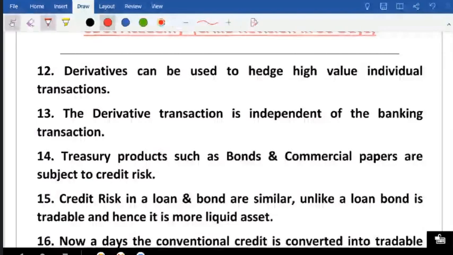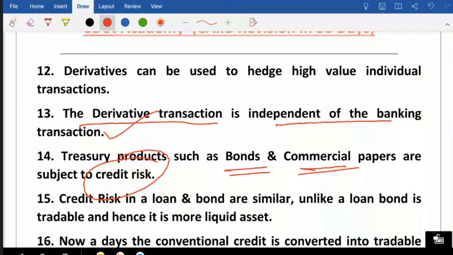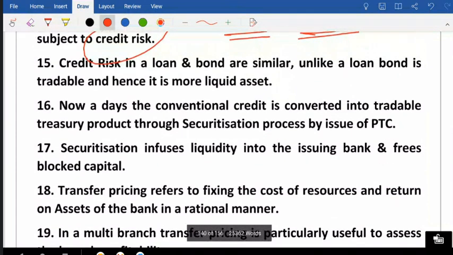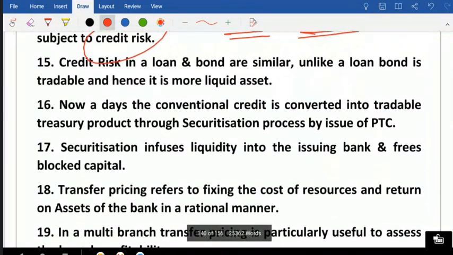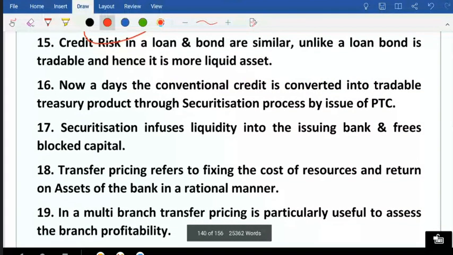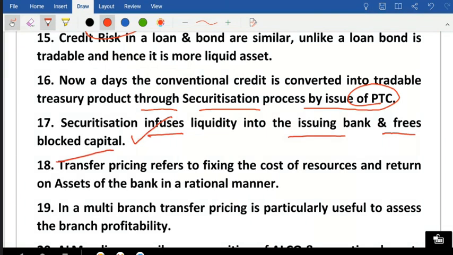Treasury products such as bonds and commercial papers are subject to credit risk, because once you issue the bond or commercial paper, they are subject to credit risk. Credit risk in loans and bonds is similar. Unlike a loan, a bond is tradable and hence a more liquid asset. Nowadays the conventional credit is converted to a tradable treasury product through the securitization process by issue of PTC. Securitization infuses liquidity into the issuing bank and frees the blocked capital. That means if blocked capital is there, you can issue the security.